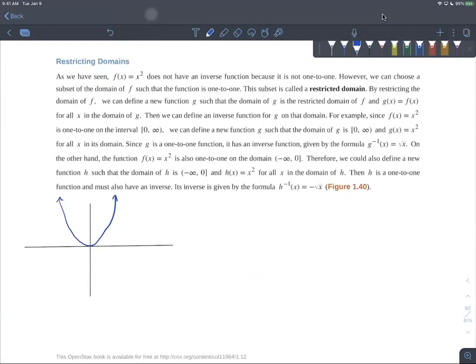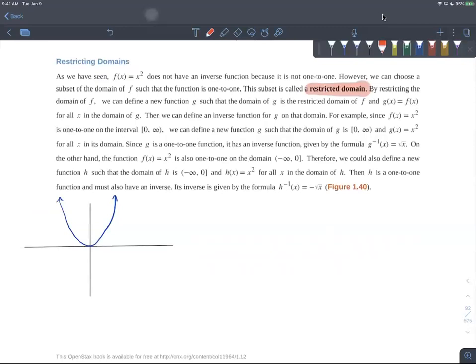However, we can choose a subset of the domain of f such that the function is 1-to-1. This subset is called a restricted domain. You can see that this function here fails the horizontal line test. It crosses in more than one spot.